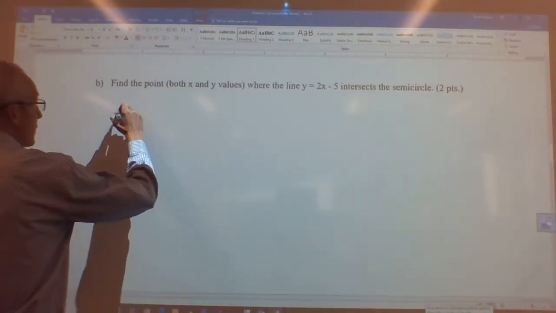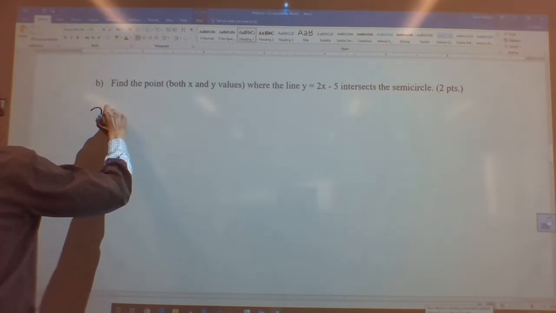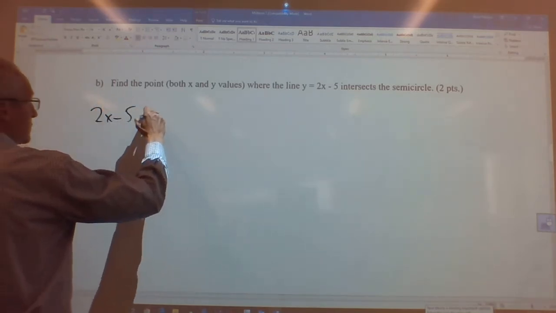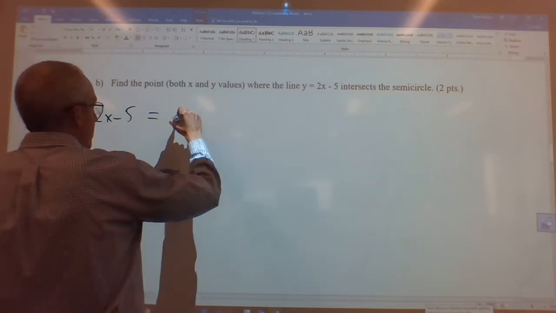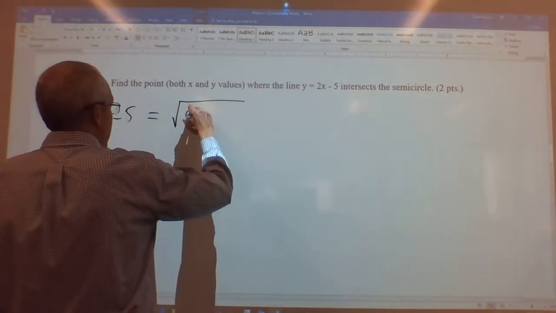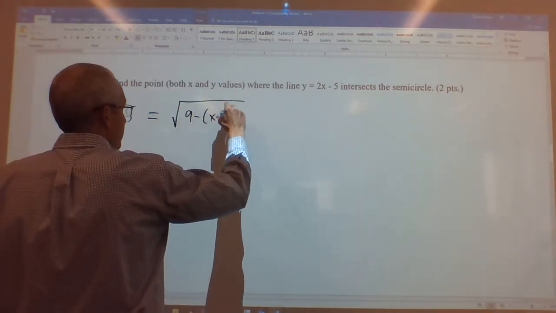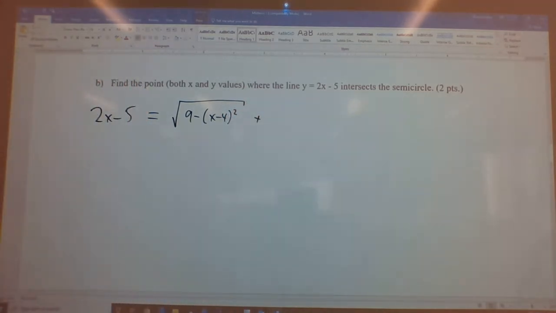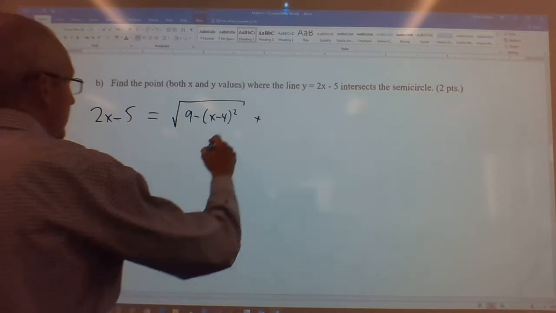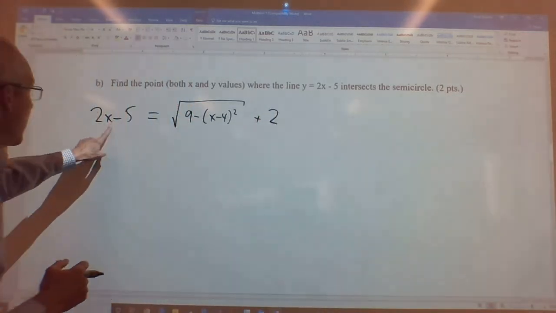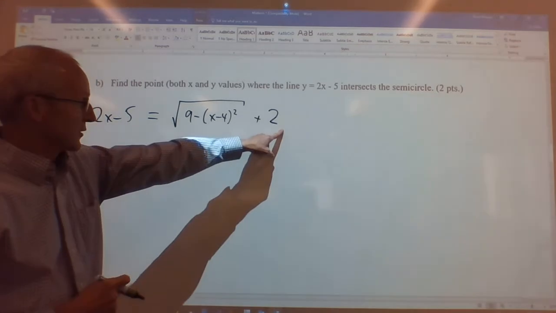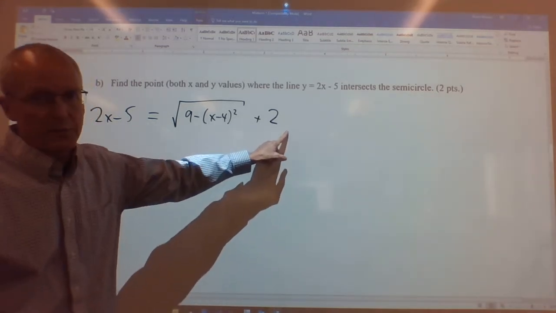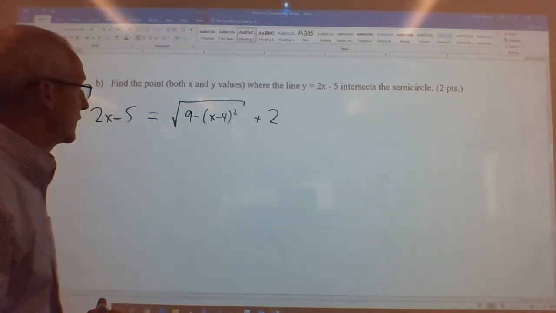So you have to go 2x minus 5 equals the semicircle. If I remember, it was the square root of 9 minus (x minus 4) squared, plus, I've got to make sure I get this right because I just erased it, plus 3, no, plus 2, yeah, plus 2. Plus 2, that's the line. We want to know when the line is equal to the semicircle. I had to get the semicircle right to do this one.